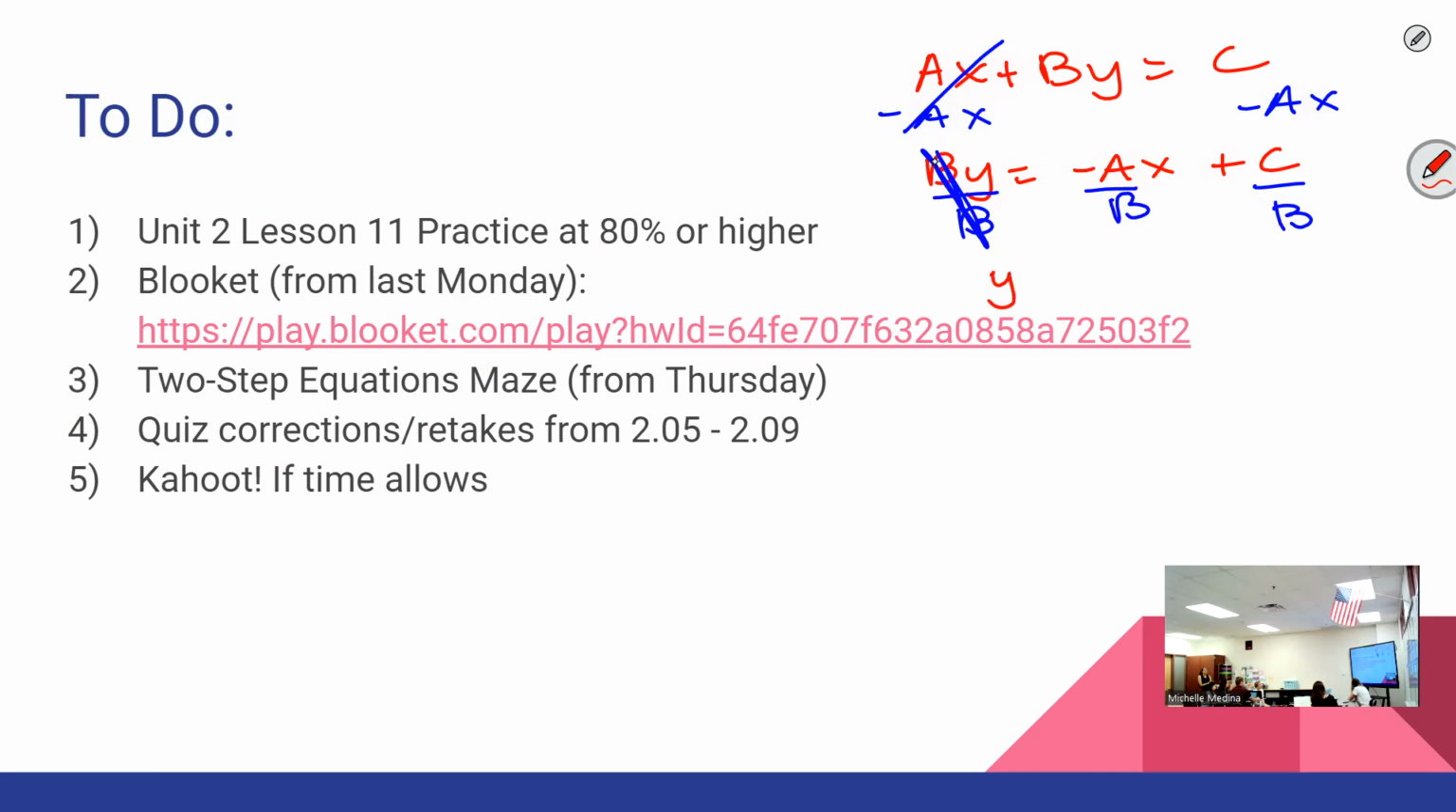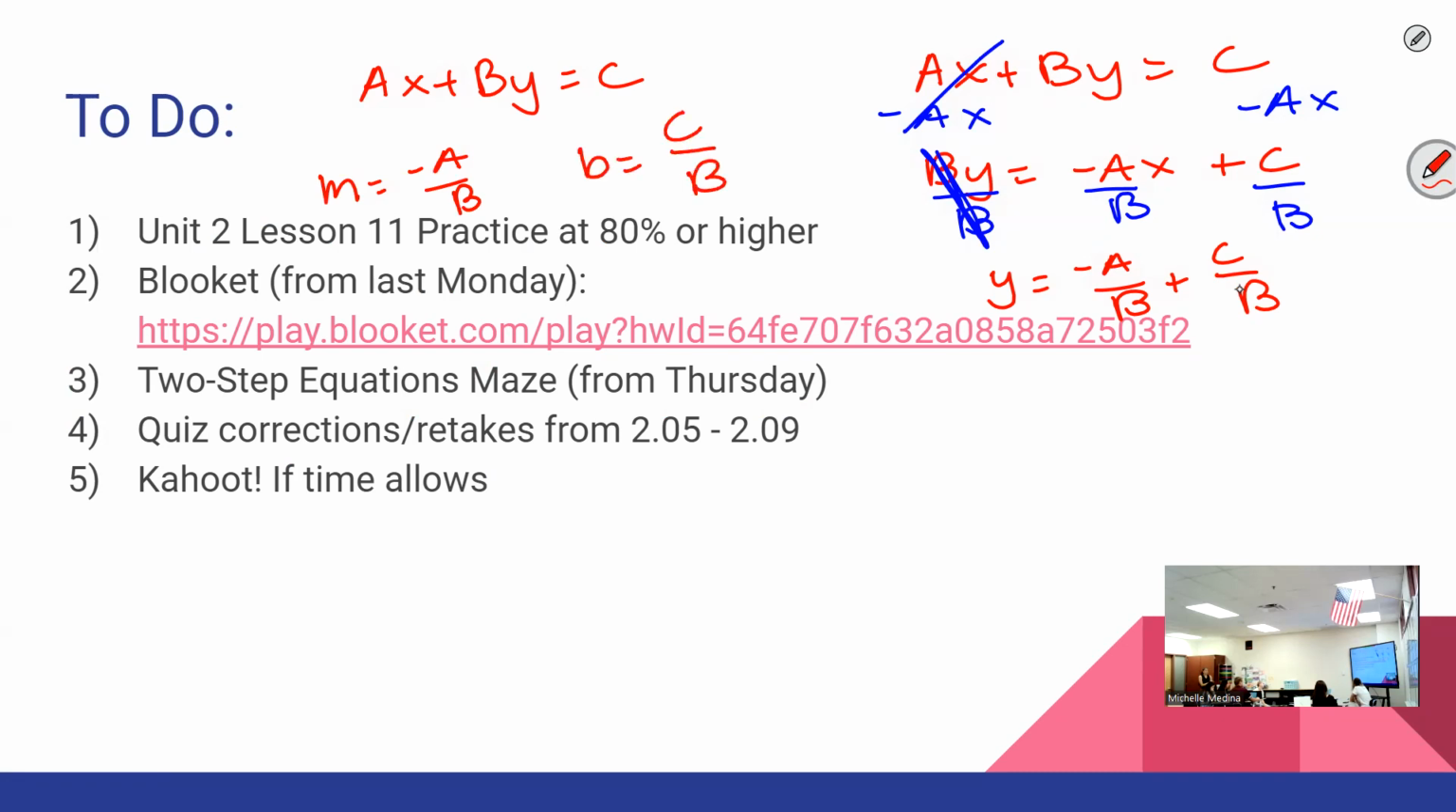So some people will just memorize, okay, standard form, my slope is always negative a over b, and then my y-intercept is always c over b. I personally don't like memorizing random things, but if that helps you to memorize it, go ahead. That slope is negative a over b, and then your y-intercept is c over b when it's from standard form. Again, if you already know how to rearrange it, then you don't have to memorize that. Questions on that or anything from the lesson?